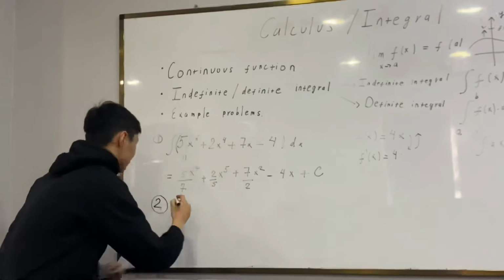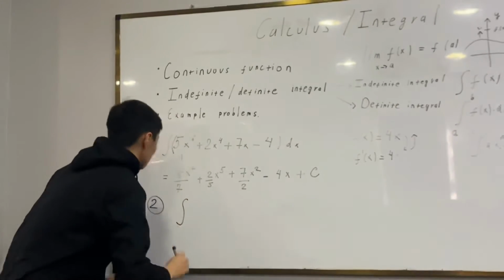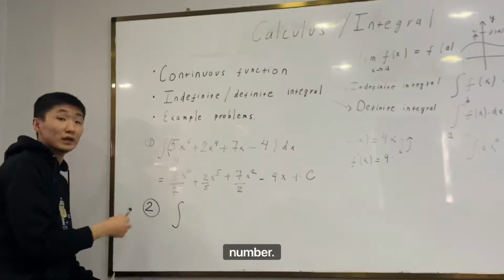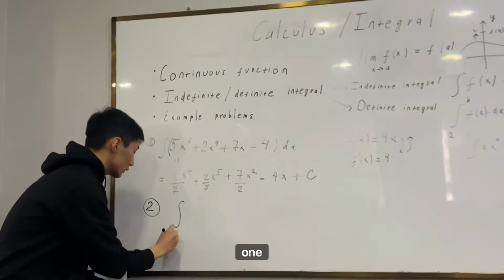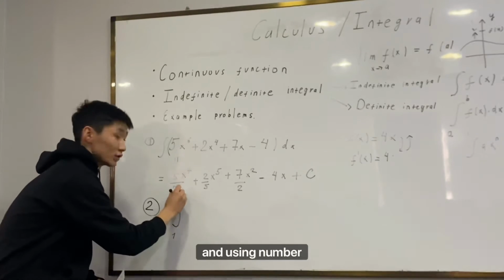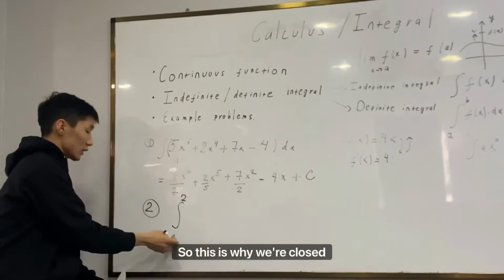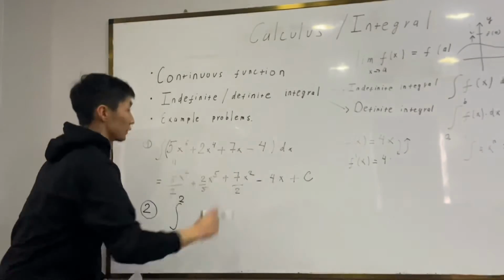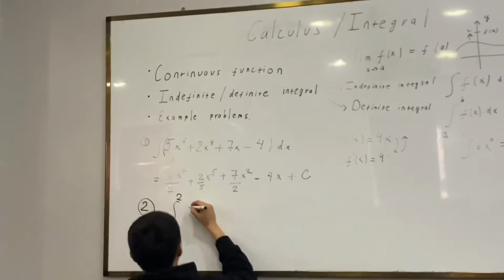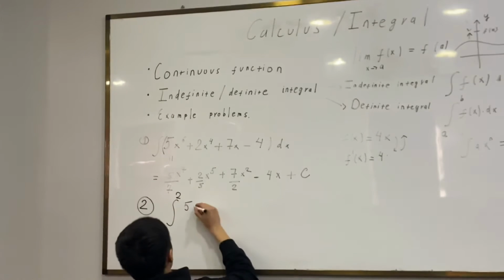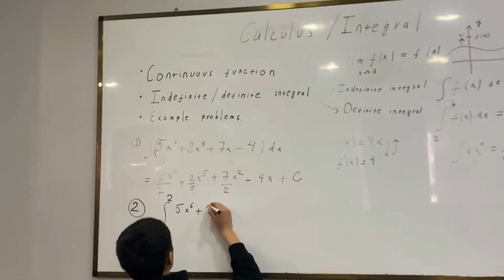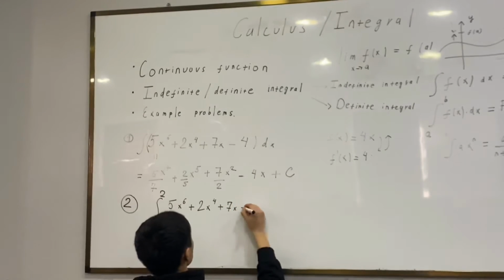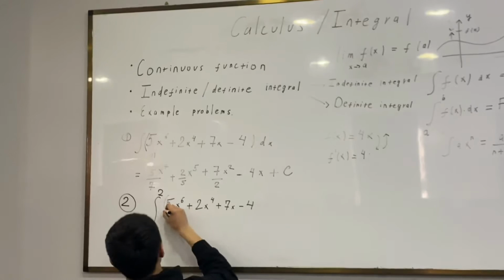So let's put the limits for our integral. It could be any number, like we say 1 and an easy number 2. So this is our closed interval. And then let's take this example for our function: plus 2x^4 plus 7x minus 4 times dx.